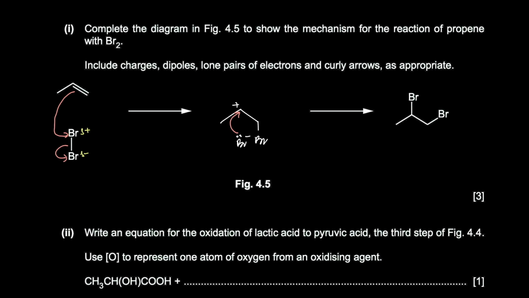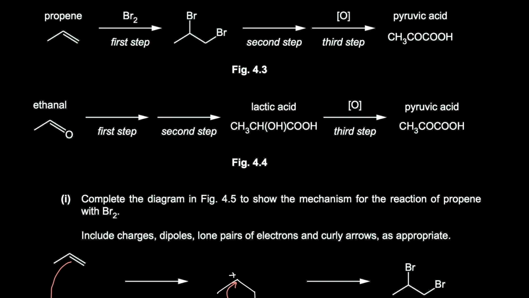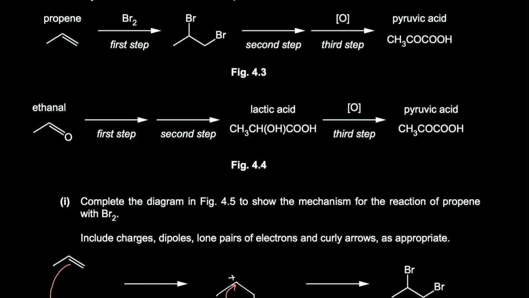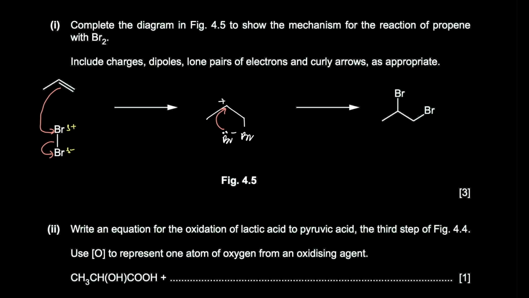Write an equation for the oxidation of lactic acid to pyruvic acid, the third step of figure 4.4. So in figure 4.4, the lactic acid is being oxidized to pyruvic acid. The secondary alcohol group in lactic acid is being oxidized to a ketone in pyruvic acid. So for this equation, what we're going to say is CH3CHOHCOOH. This secondary alcohol is oxidized to a ketone.